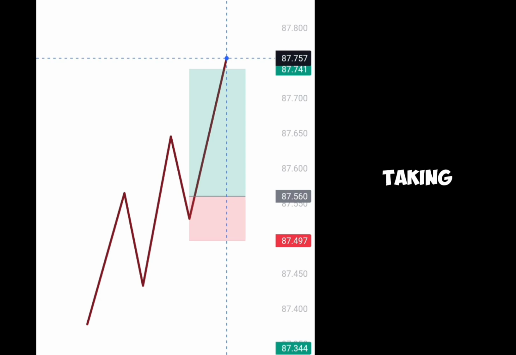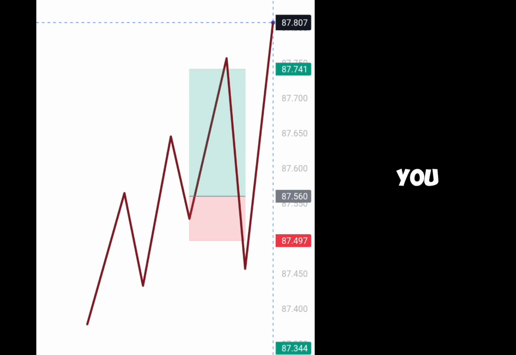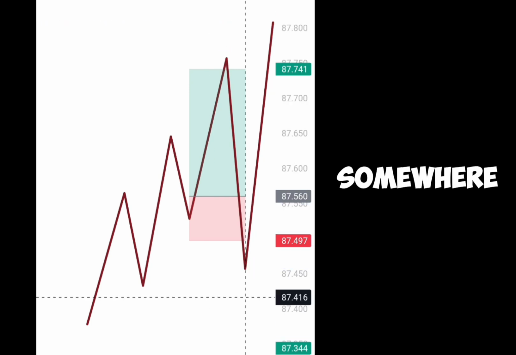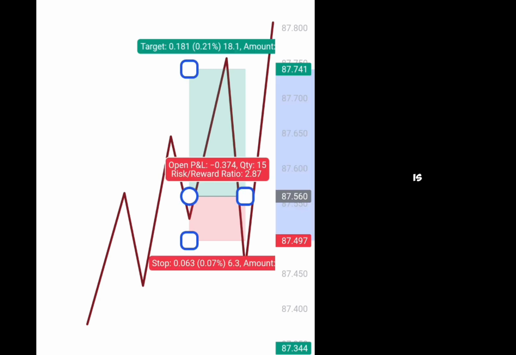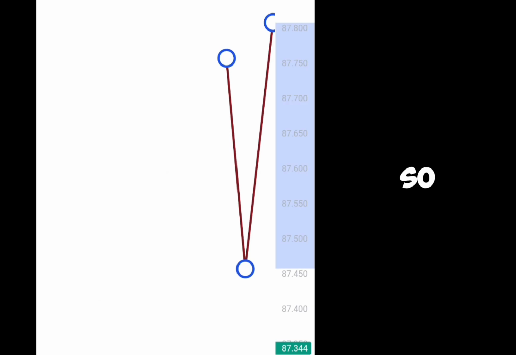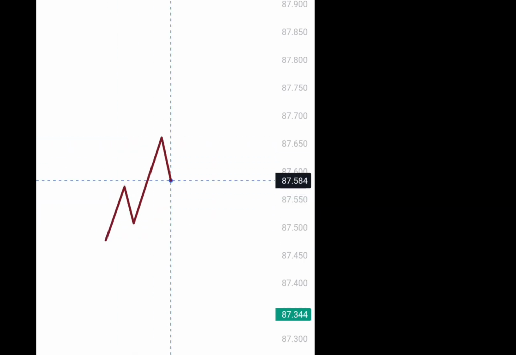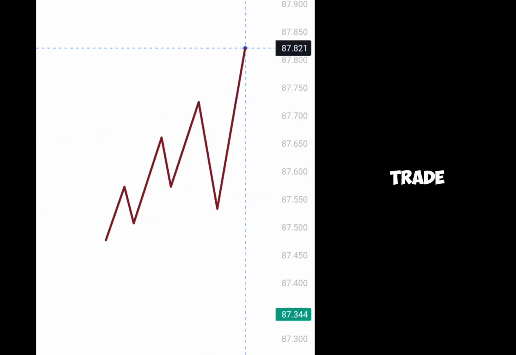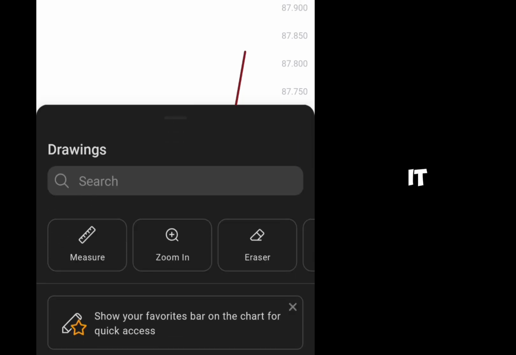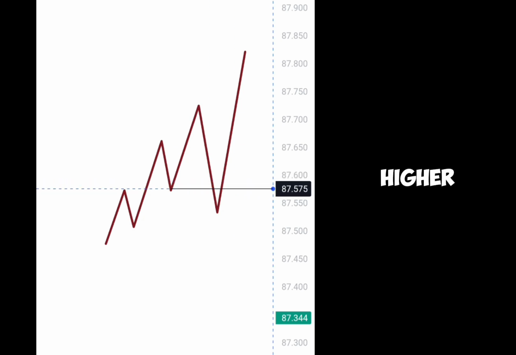So your area of taking trades should be somewhere around here. This is where you want to take your own trade. So the typical system for you is to take trades in this manner. This is what you're looking out for to take a trade. You're looking for something like this. Here, we call it liquidity: the market taking out liquidity before pushing higher.